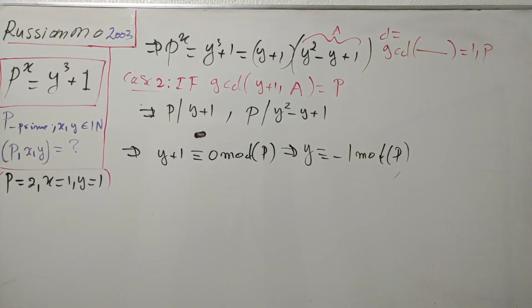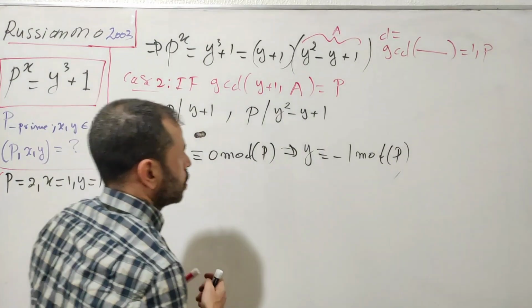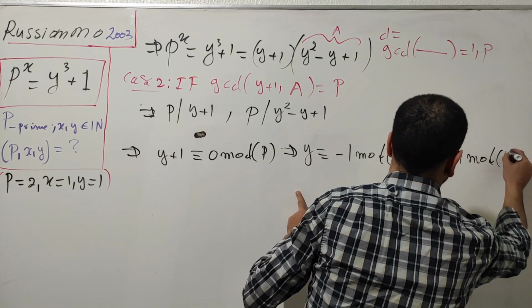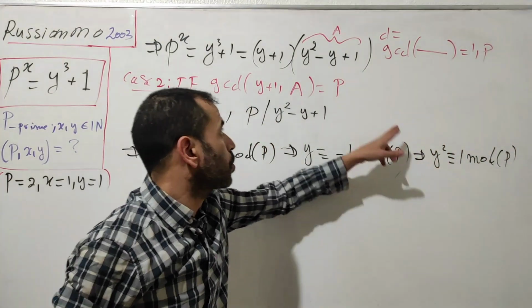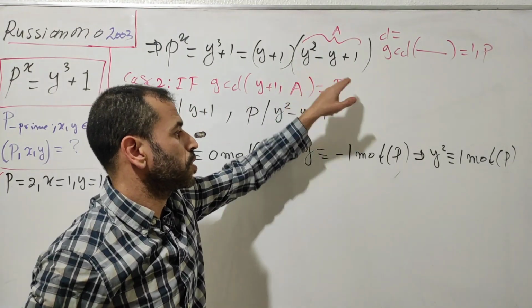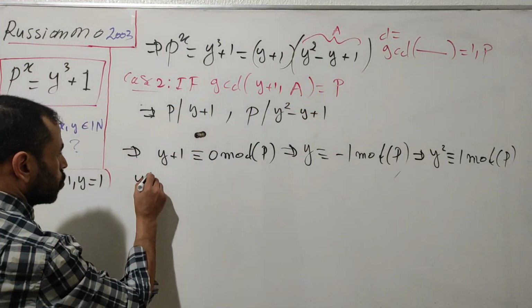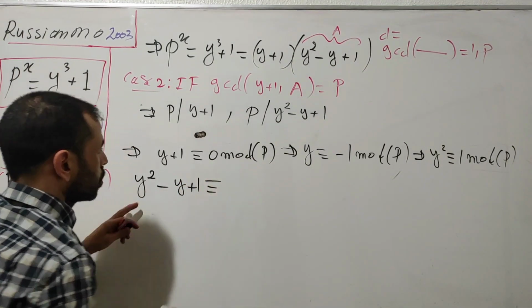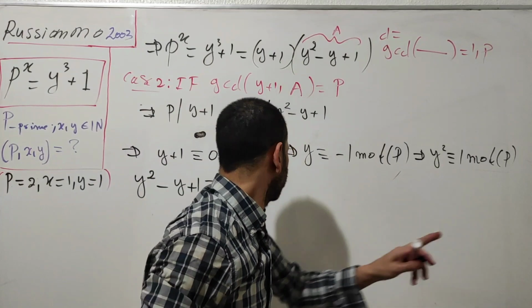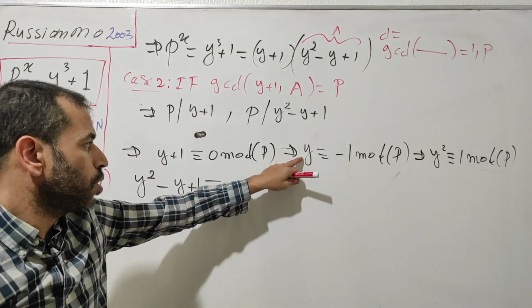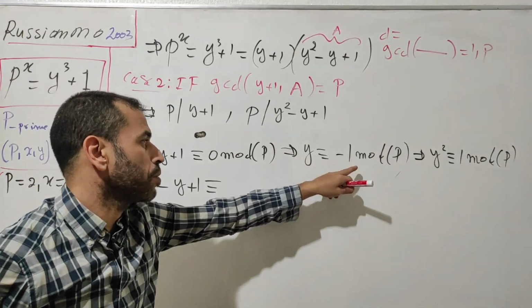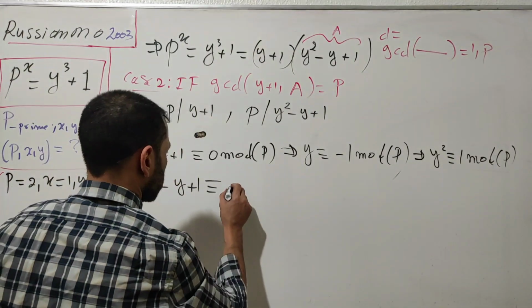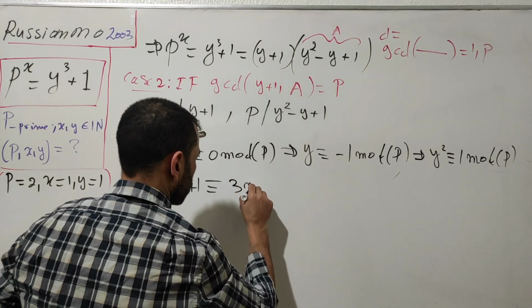Okay, now let's square both sides. I get y squared is congruent to 1 mod p. Now let's write this in this form: y squared minus y plus 1. So I get y squared minus 1 plus 1. Y squared was congruent to 1, but minus y, I'm going to replace it with minus 1. I get minus 1 is congruent to 1 mod p. So I get plus this 1, which means the whole thing is congruent to 3 mod p.